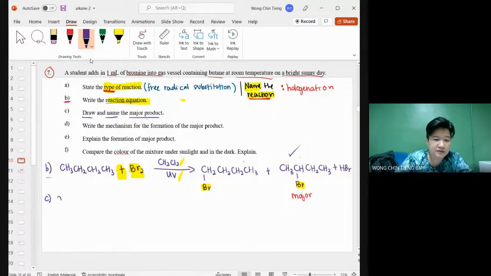So how do I name? Nama dia akan jadi 2-bromo. Kita tak belajar lagi, so saya bagilah. Cuma kita akan jumpa benda ni nanti di haloalkane. Bromo adalah Br. 1, 2, 3, 4. Kita kira dari kiri supaya bromo dapat nombor terendah. Okay, sebab tu kita kira dari kiri. So 2-bromo-butane, itulah nama dia.